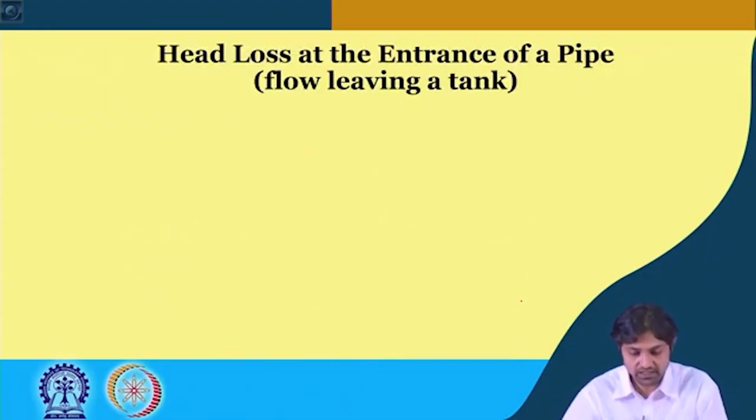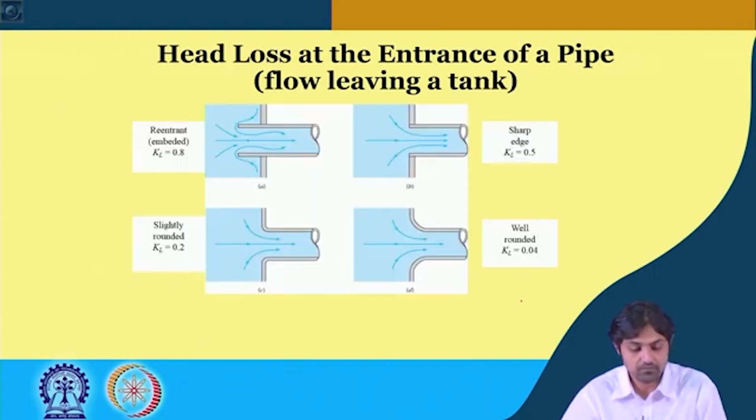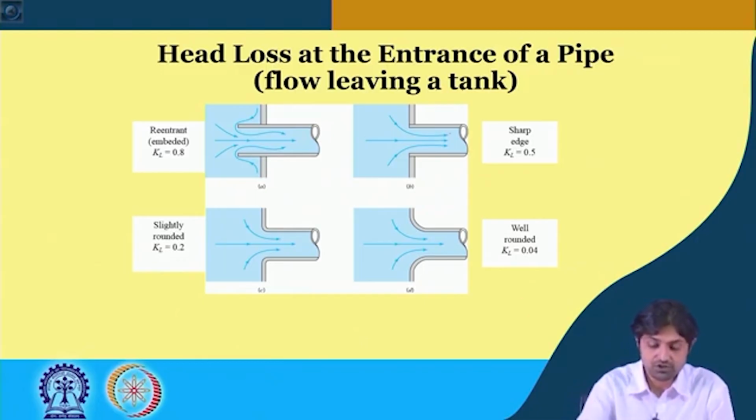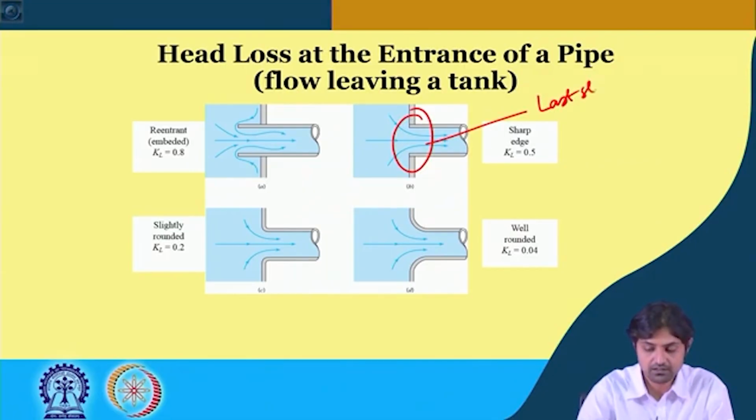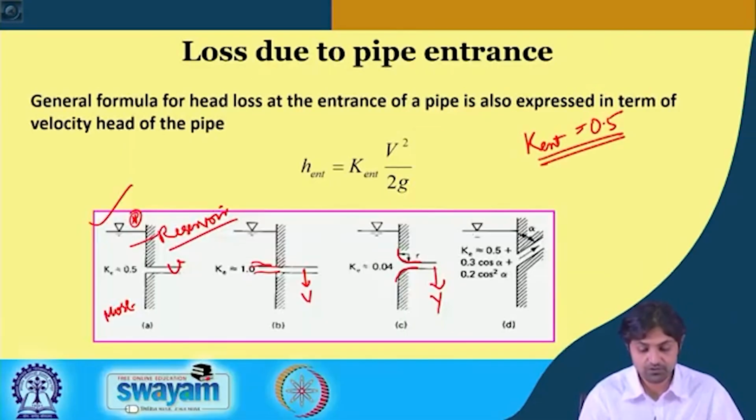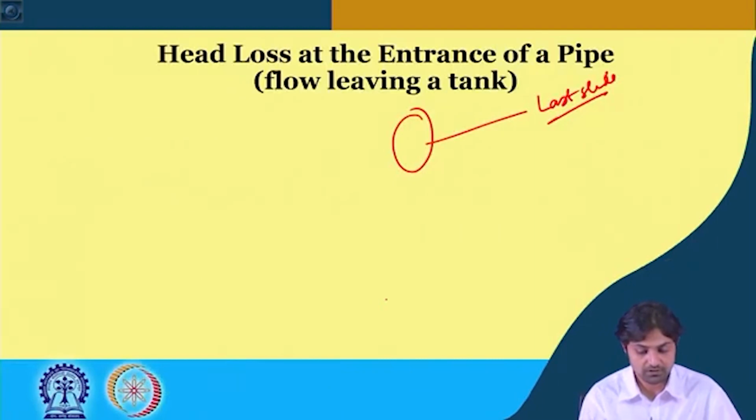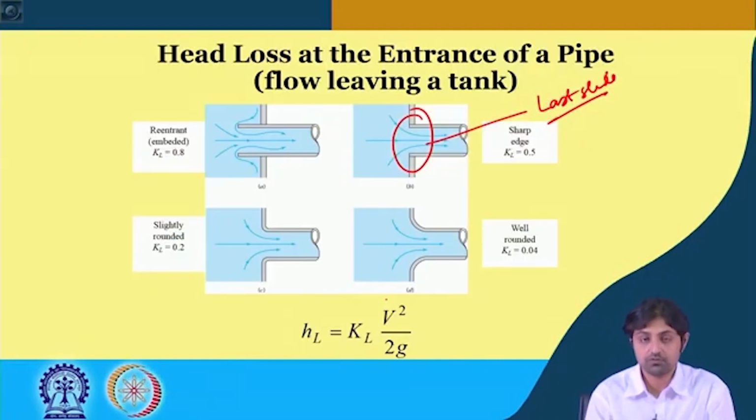Now the head loss at the entrance of the pipe, that is when the flow is leaving a tank. In this case it is the same thing. So a sharp edge, this is also entrance only, this is the one that we studied in the last slide. If it is well rounded, you saw that there was a value of 0.04, it is a much better looking figure, but the message is the same.